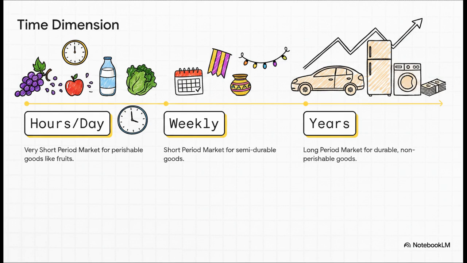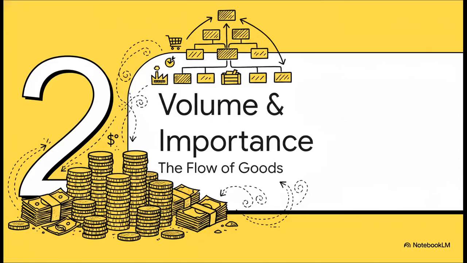Slide over to the middle and you've got the short period market. This covers your weekly, seasonal fairs or festival markets selling semi-durable goods. Then, way over on the right, we have the long period market. This is for heavy, durable, and non-perishable stuff, like cars or home appliances, where the market dynamic just steadily hums along for years. Next up on our matrix, volume and importance, the flow of goods.